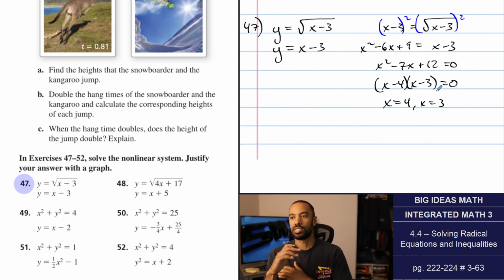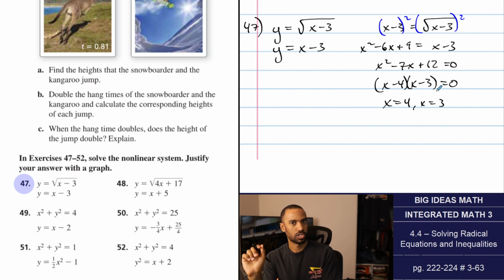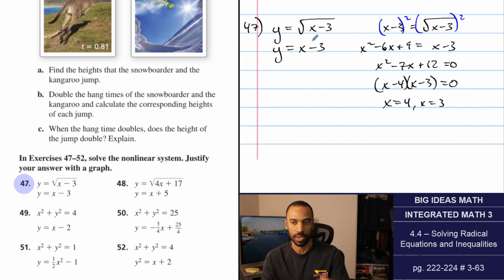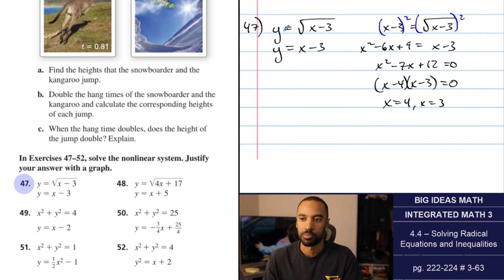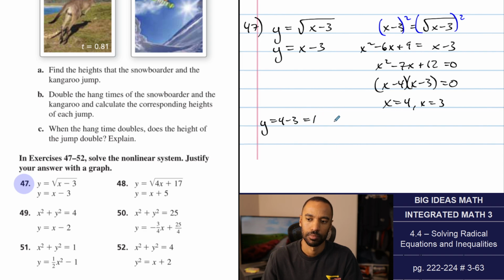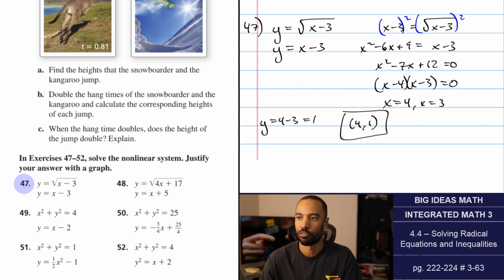So the idea behind this is when you solve a system, you're supposed to substitute 4 into either equation and it should work out just fine, and 3 into either equation and it should work out just fine. So here, when I substitute 4 into this, 4 minus 3 is 1 for y. Here, 4 minus 3 is square root of 1, which is 1. So there's a solution here, and that one checks out. So it answers 4 comma 1. 4 for x, 1 for y.